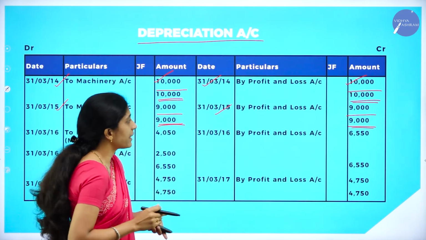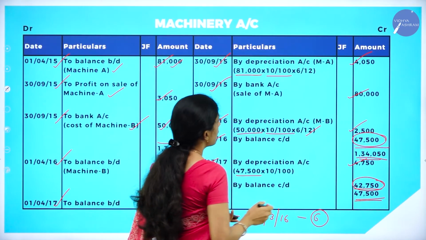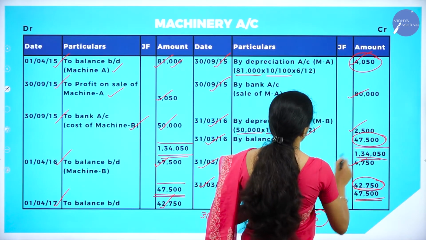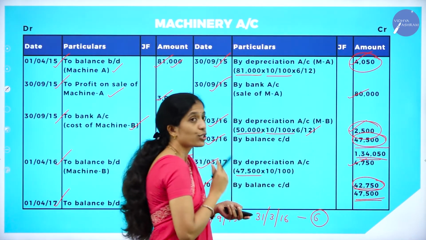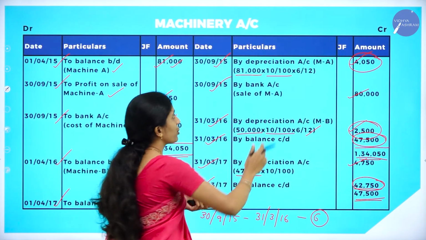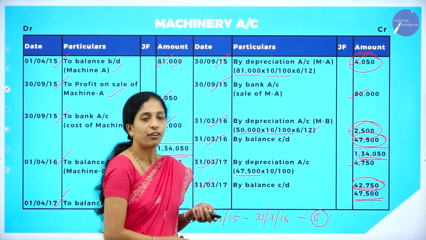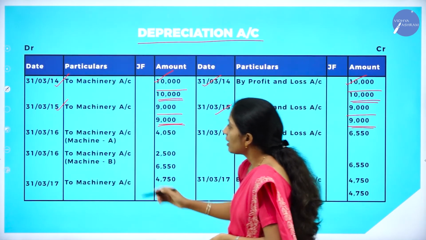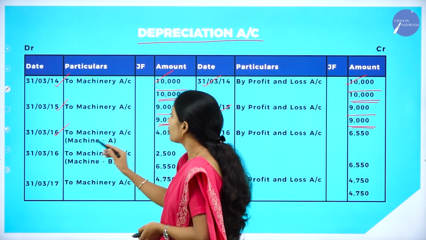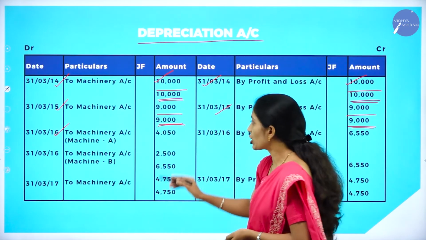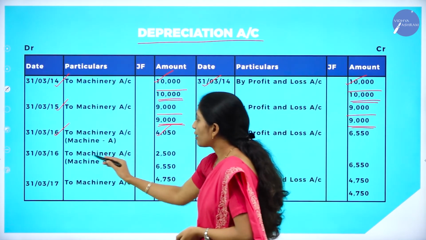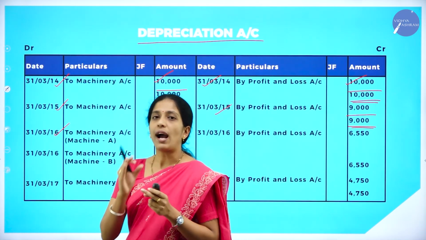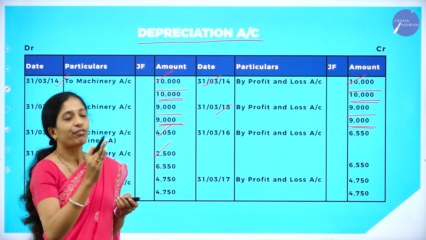Now, coming to the third year. So, what is third year depreciation? We have two depreciations here, 4,050 and one more depreciation of 2,500. So, we have to record both the depreciations. This is of machine A and this is of machine B. Now, how do you record this? You will record it as 31st-3-2016 to machinery A, machine A 4,050 and to machine B, how much? 2,500. And you have to transfer both the amounts to profit and loss account.